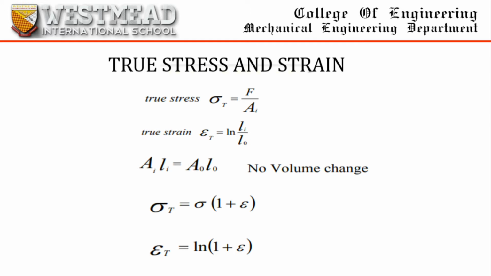So, if no volume change occurs during the deformation, this is the formula: instantaneous area multiplied by instantaneous length is equal to original area multiplied by original length. However, true and engineering stress and strain are related according to these formulas. True stress is equal to stress multiplied by the quantity of 1 plus strain. And true strain is equal to the natural logarithm of the quantity of 1 plus strain.